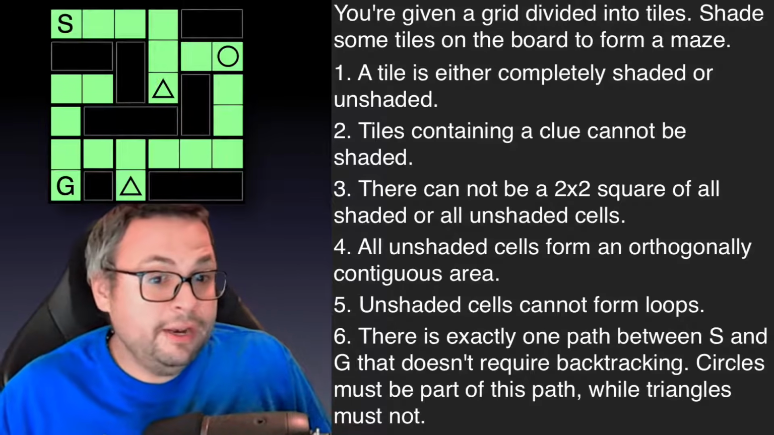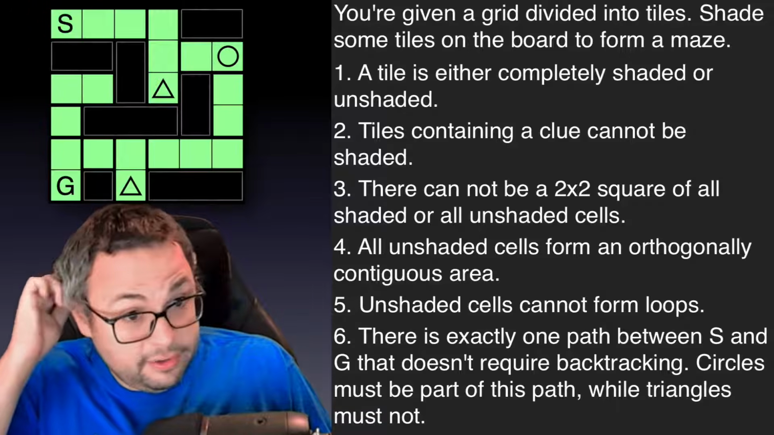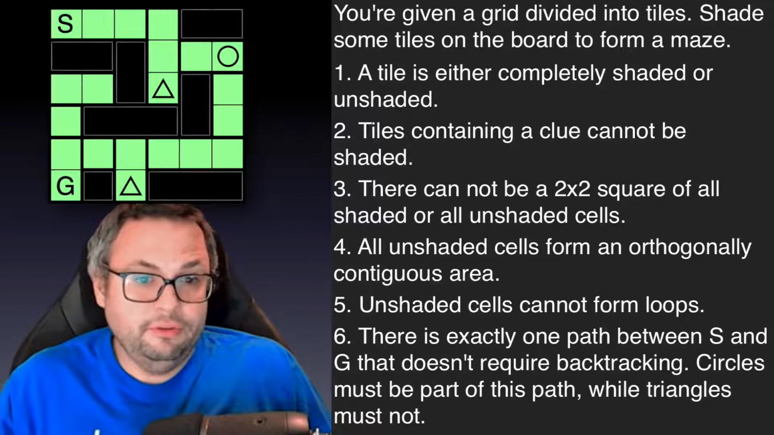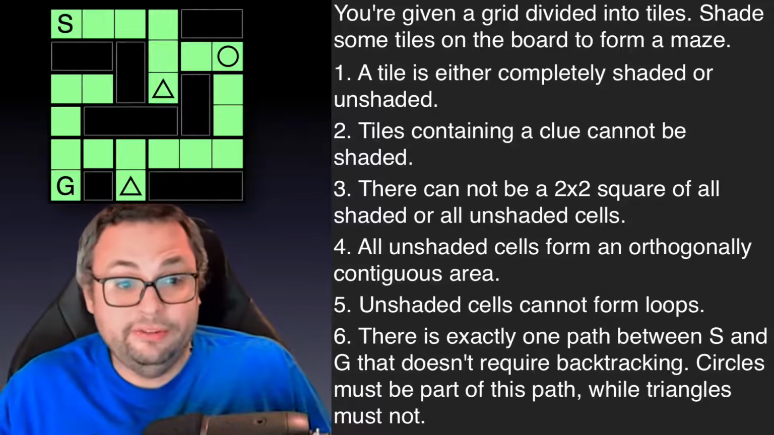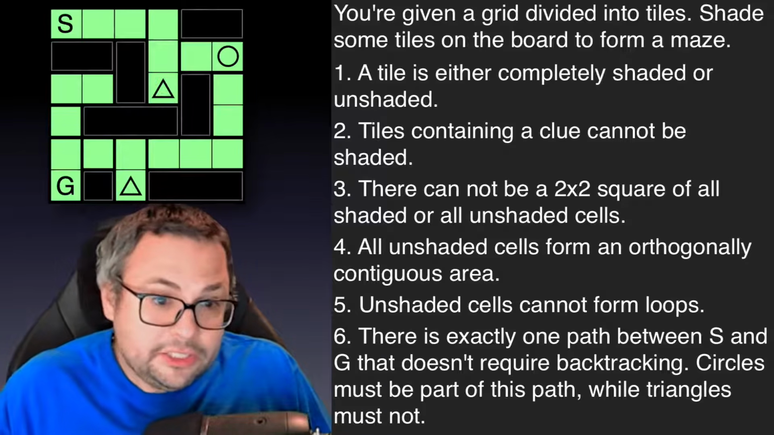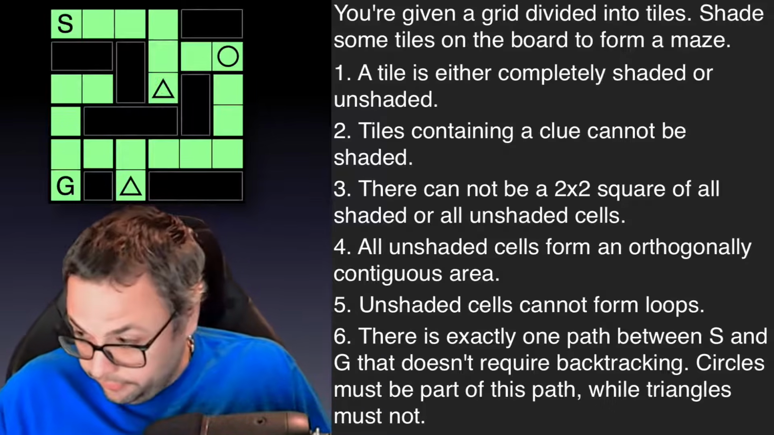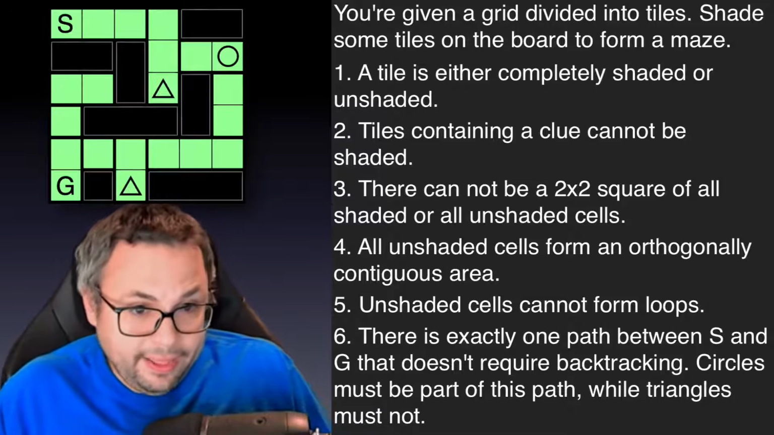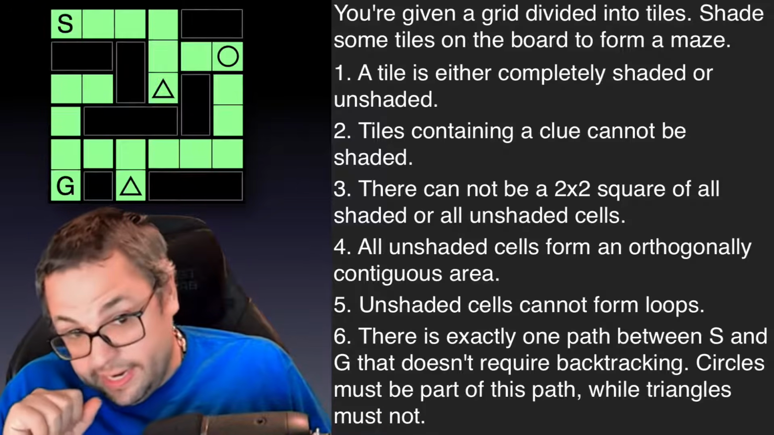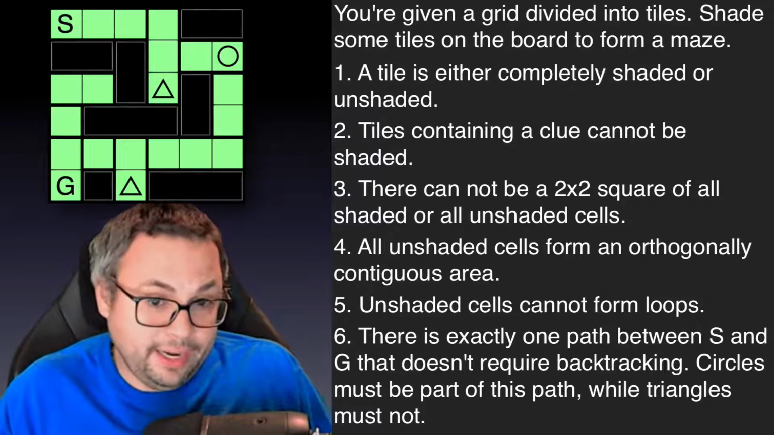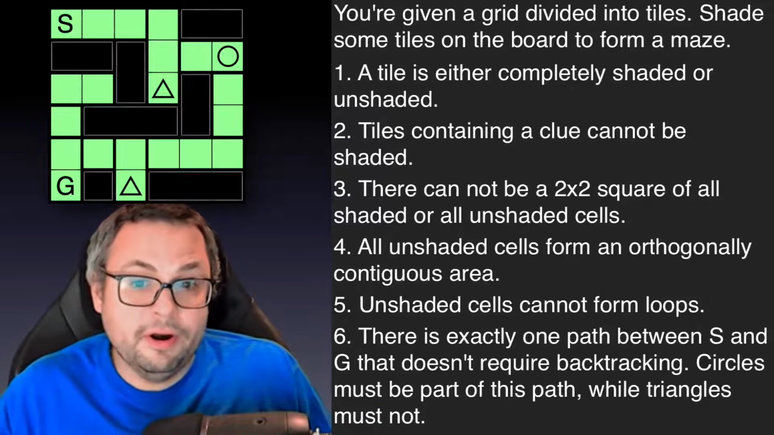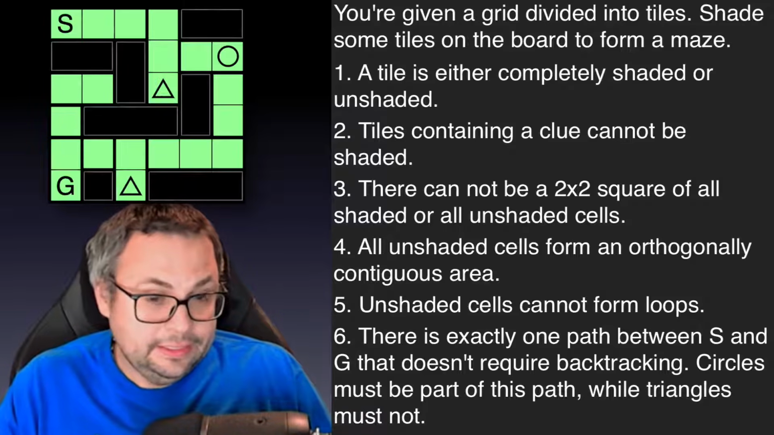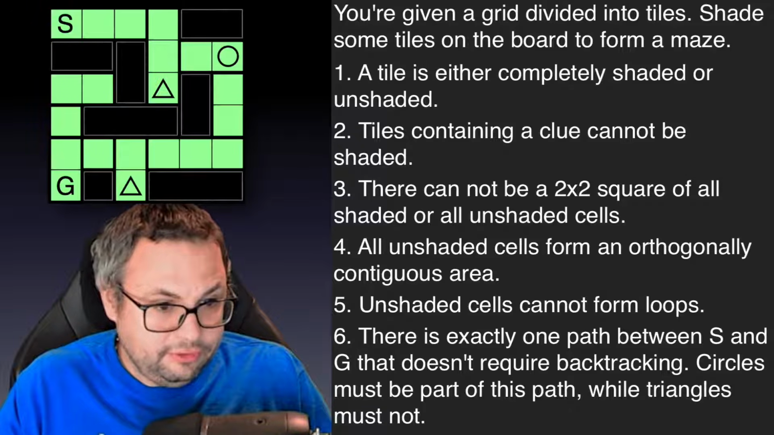There can be no 2x2 square that's all shaded or all unshaded. All unshaded cells form an orthogonally contiguous area. Unshaded cells cannot form loops. And there is exactly one path between S and G that doesn't require backtracking. Circles must be part of this path, while triangles must not. Okay, and this is a nickel-y genre.